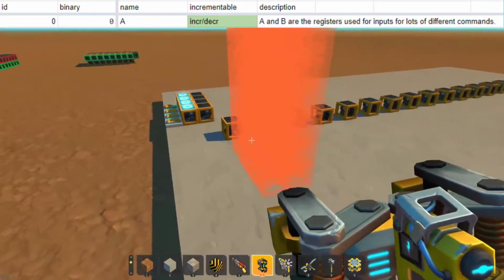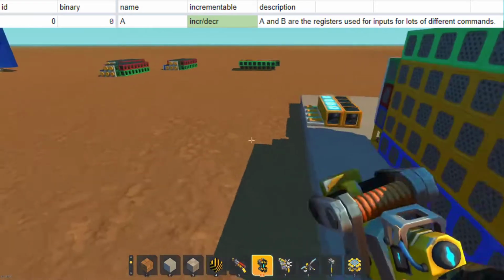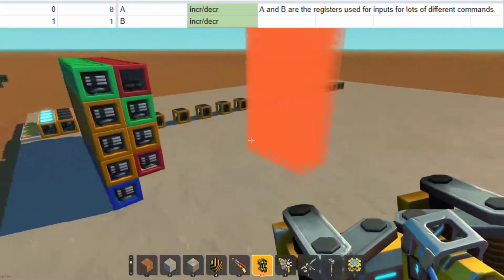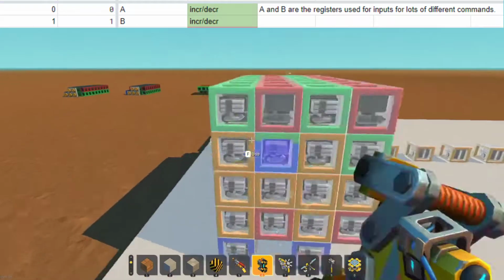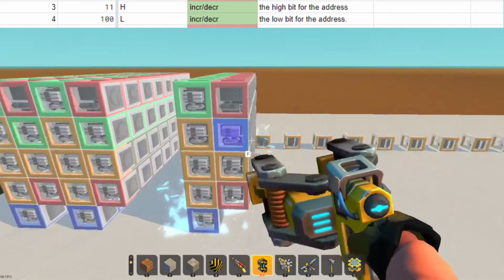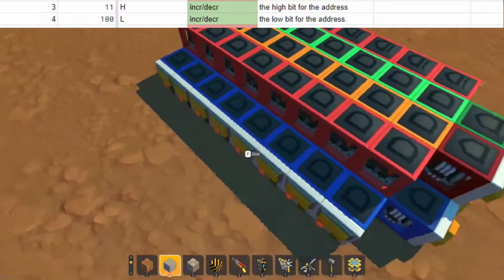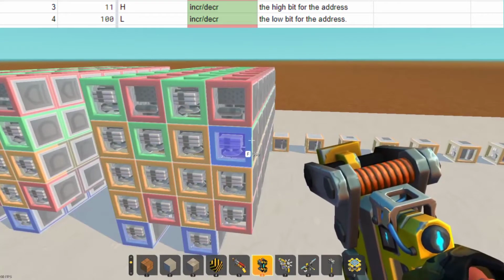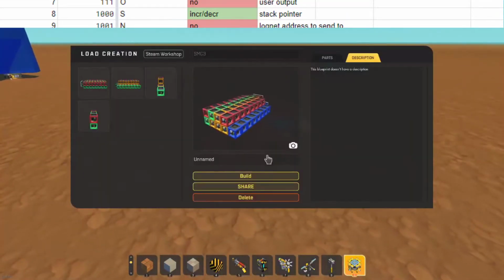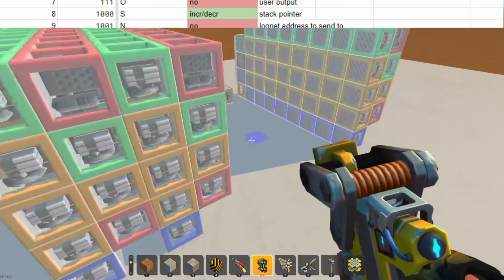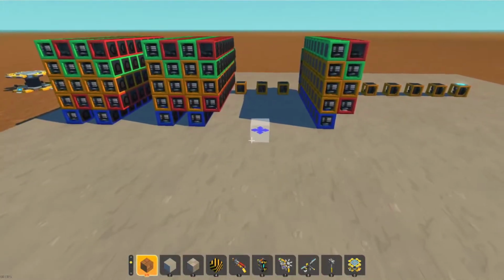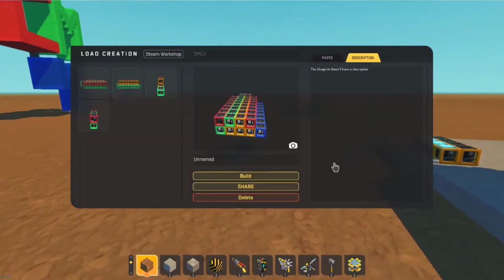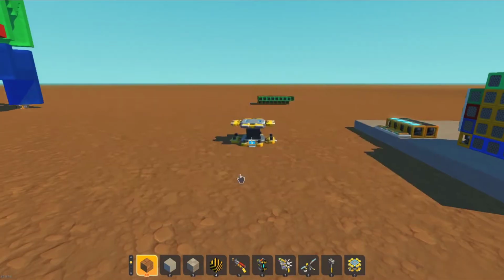So we need one for the A register, one for the B register, and the H or high register. We need one for the low register, and one for the stack pointer. Great. And now we need the miscellaneous types, the normal one.